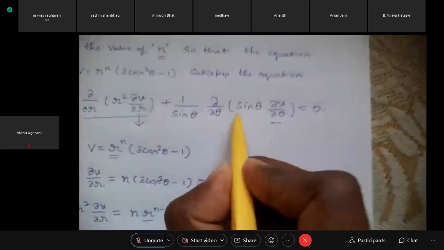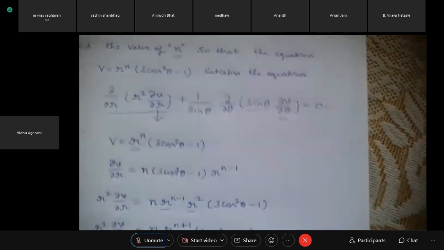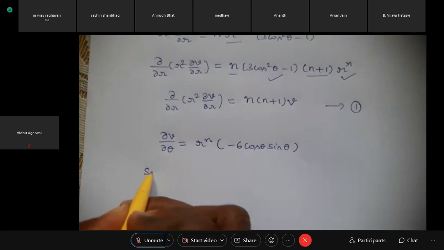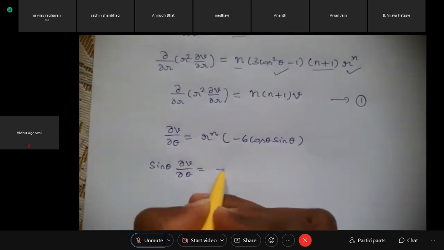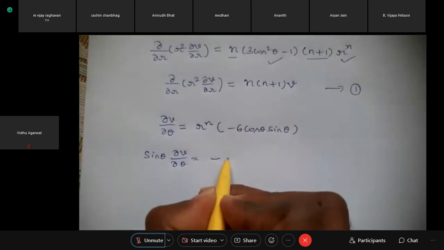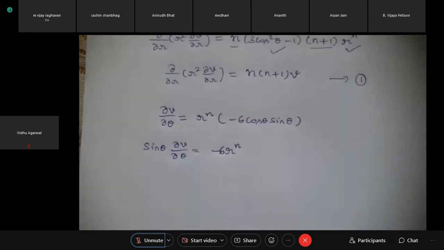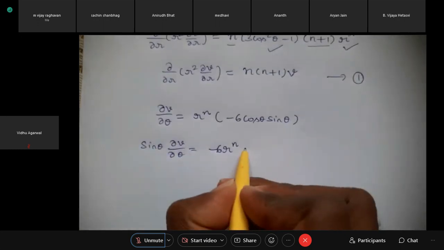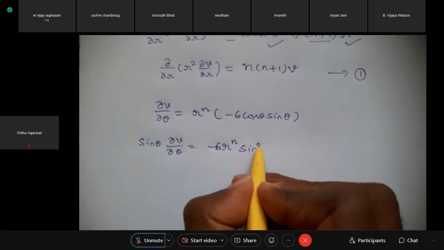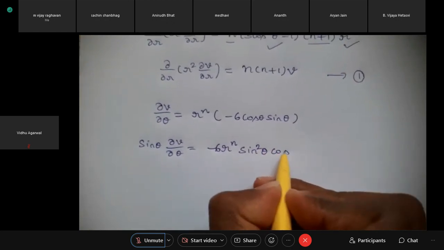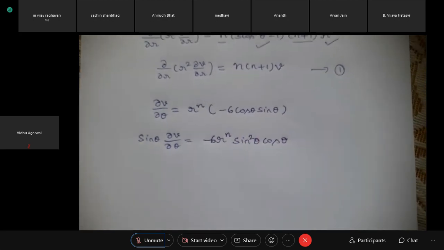Now, this result has to be multiplied by sine theta. We take that sine theta into dou v by dou theta. I will remove this negative sign outside. R power n, let us keep as it is. 6 also I will write outside. And then cos theta multiplied by sine theta into sine theta becomes sine square theta into cos theta. Am I correct? After multiplication of this, will it become sine square theta?